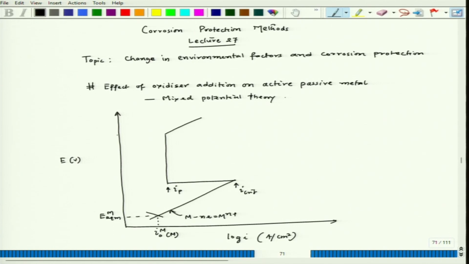and this is my passive zone. Now, beyond that point, we have transpassive.